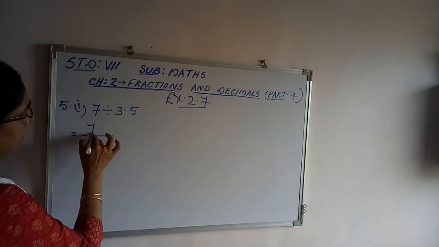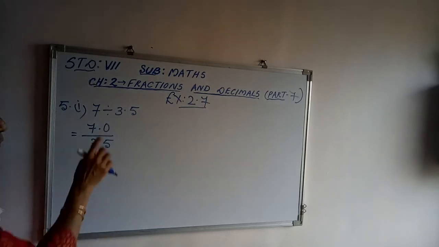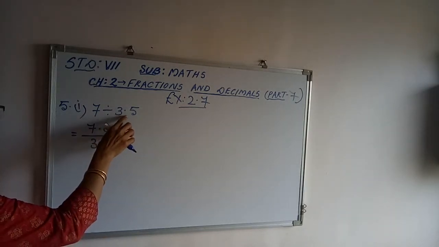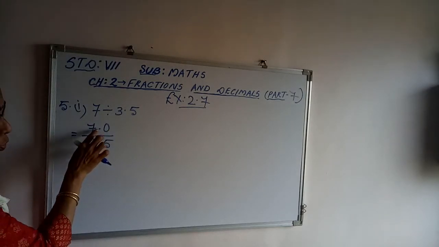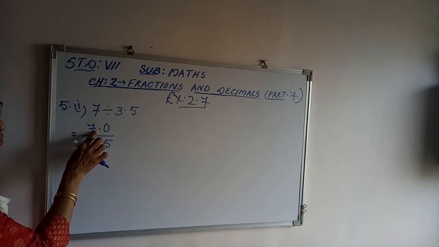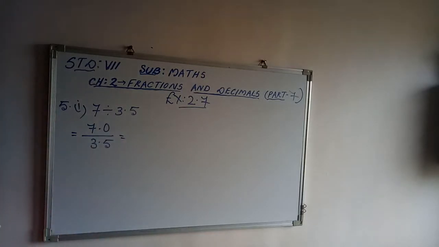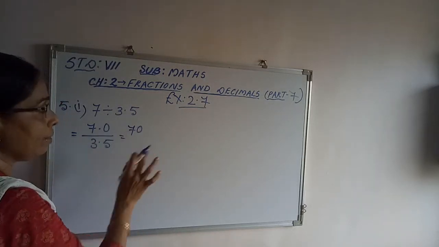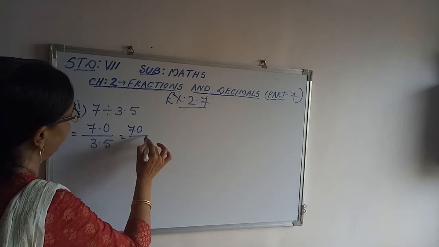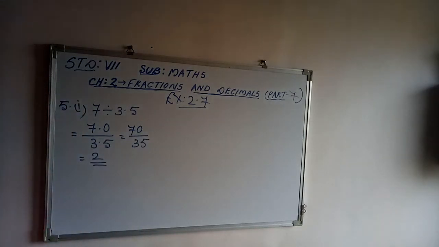See, 7 can be written as 7.0. Why? Because in 3.5, the divisor, 1 decimal place is there. So the dividend also we can make 1 decimal place by writing 7.0 there. That is equalizing the decimal places in both dividend and divisor. Now if we equalize the decimal places, it is easy to write 70 upon 35. So what's the answer? That is clear.